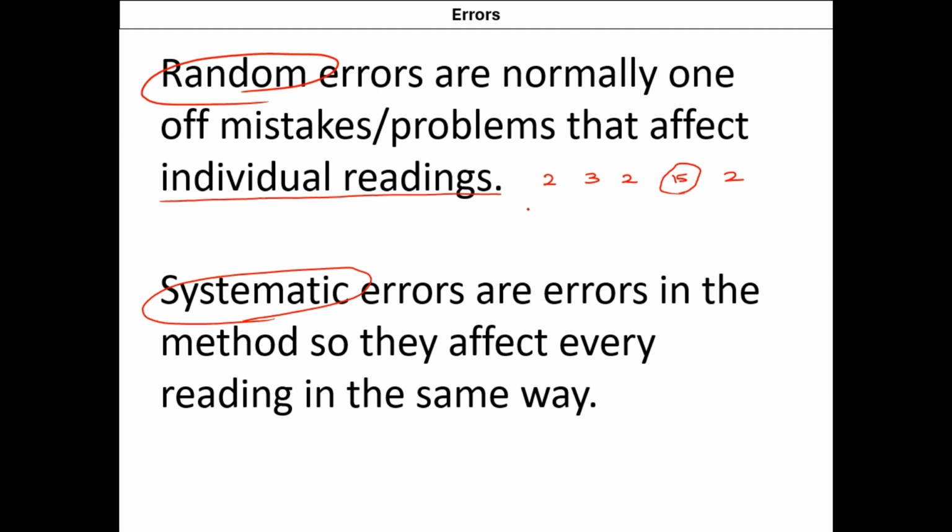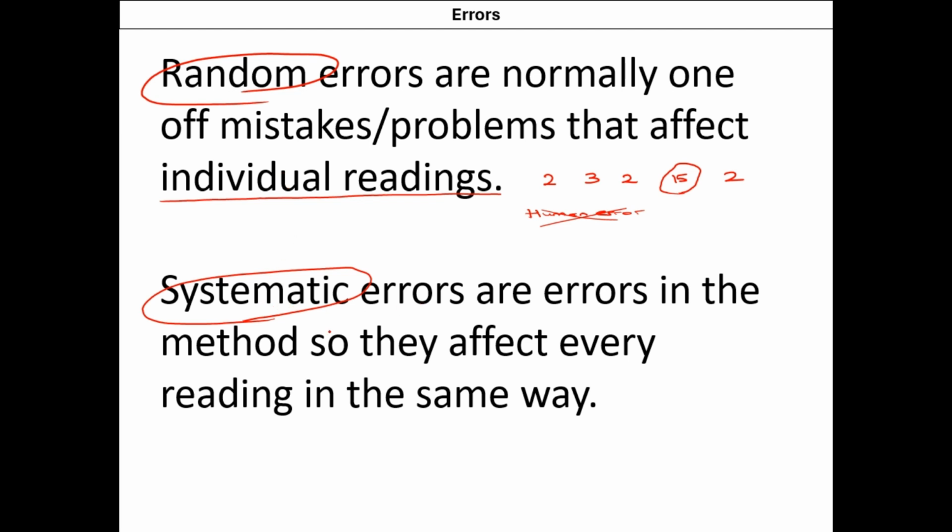Now, a lot of students will say human error as an answer. Never say human error. You will not get any marks for human error because it's not clear enough. Say what the error was. Say the student accidentally touched the thermometer against this, or the student accidentally spilt some of the soil sample before they weighed it. They're all random errors. Human errors are random errors, but always describe what it is. But random errors affect individual readings.